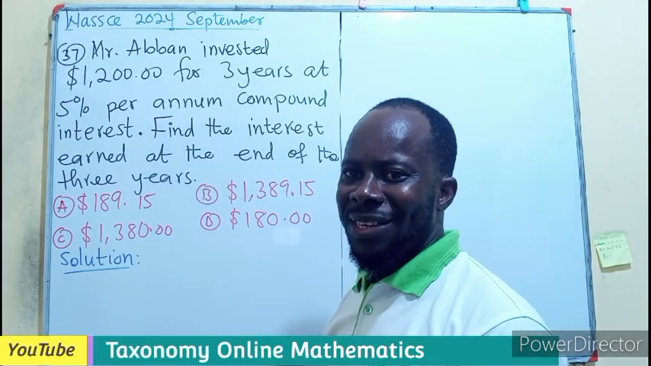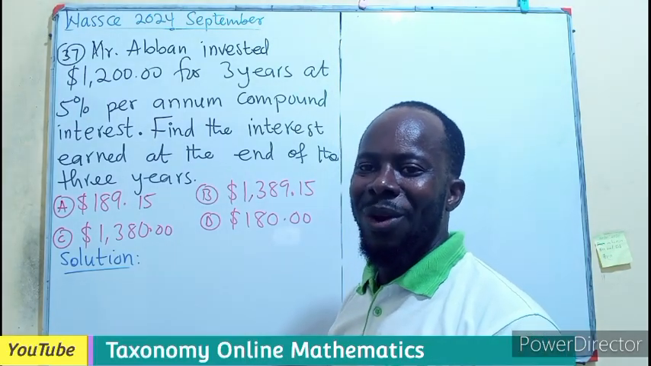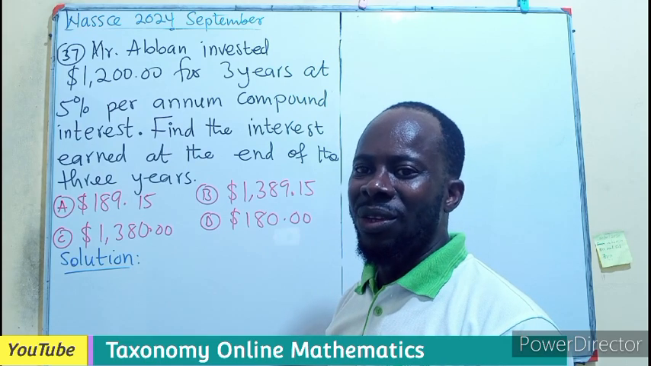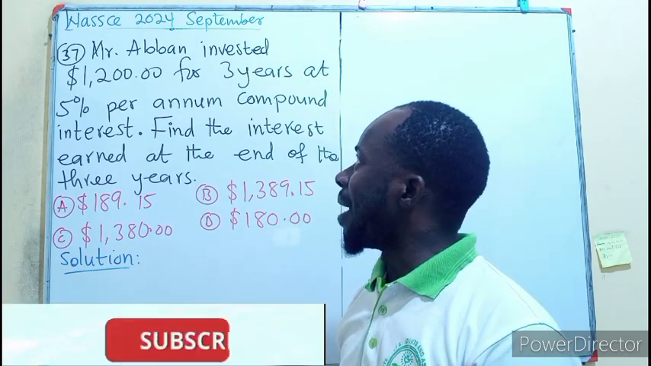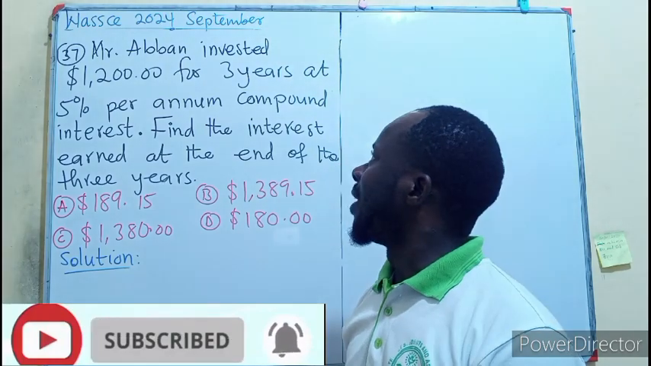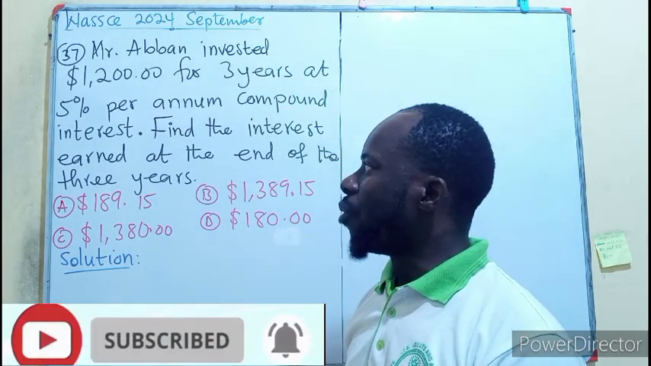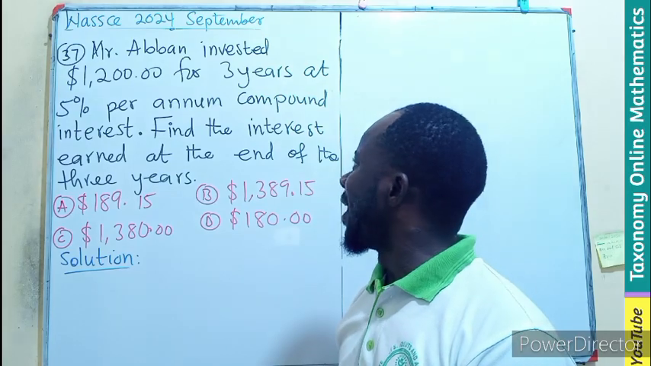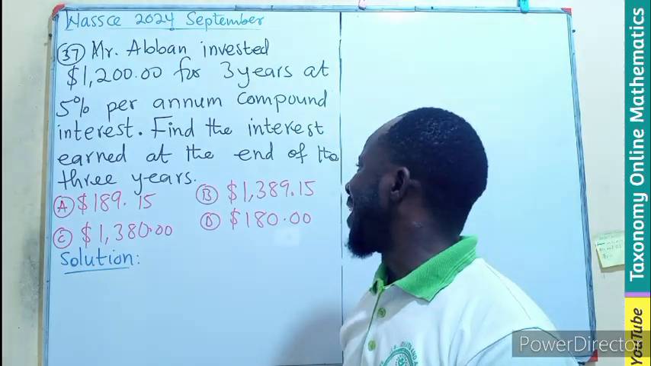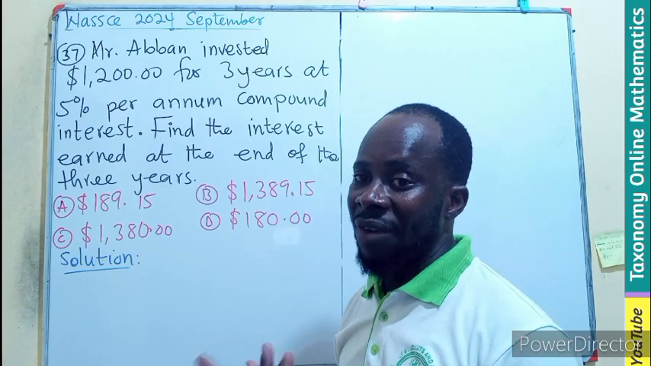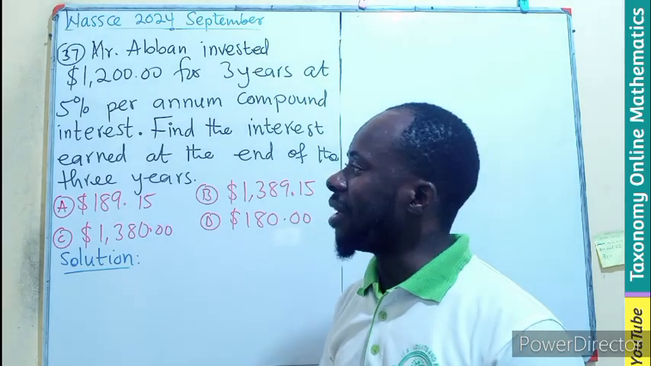Right, you're welcome. This is a question on compound interest, WASSCE September 2024 edition. Mr. Aban invested $1,200 for 3 years at 5% per annum compound interest. We have to find the interest earned at the end of the 3 years. Remember our previous tutorials we've had on compound interest.